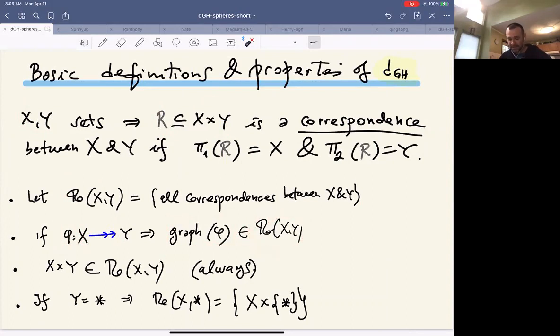Another example of a correspondence between two arbitrary sets X and Y is given simply by taking the maximal possible choice here, which is the Cartesian product. That's always a correspondence. When Y is a single point, then there's only one possible correspondence, which is the product between X and the singleton.